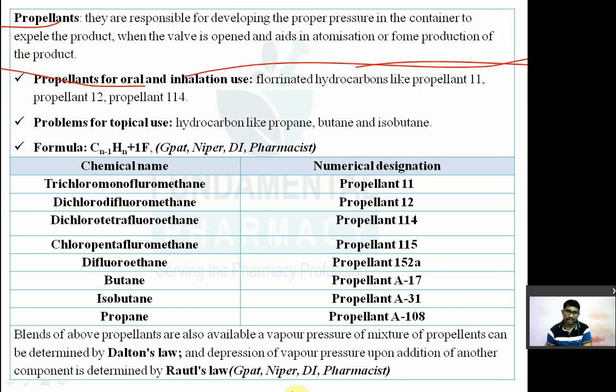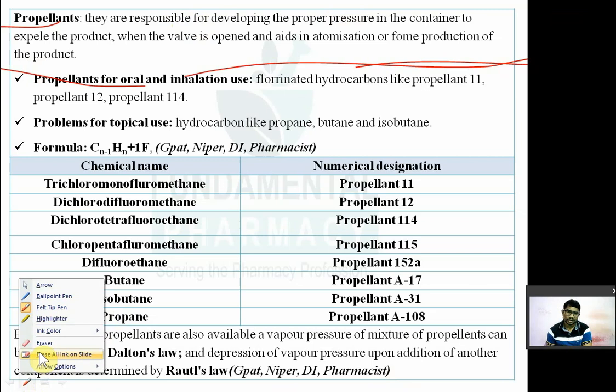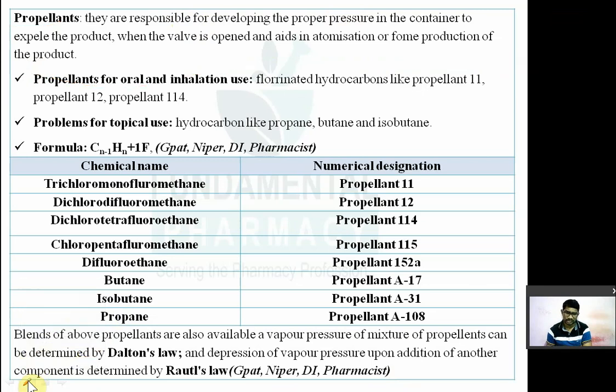Propellants are classified in different ways, depending upon their chemical nature and their use. Propellants for oral and inhalation use, mostly for inhalation purposes. If you want to form a product that is orally ingested or used for inhalation, where you have to spray in the mouth or in the nose, and you want to design that kind of aerosol formulation, you have to use these propellants for oral and inhalation use. Questions come on this, remember.